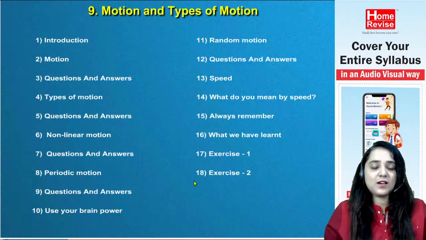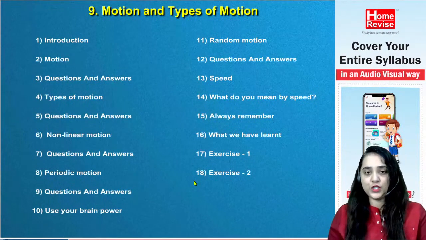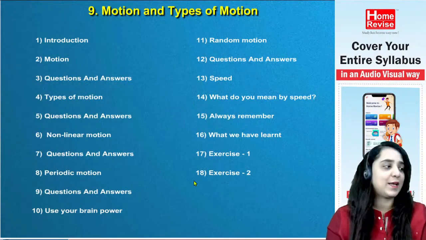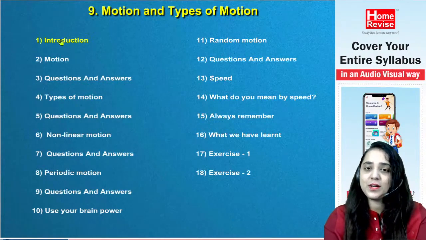Yes. So today we are going to start with a new chapter, that is motion and types of motion. Chapter number 9, motion and types of motion. Okay. So yes, let's get started with the introduction part.